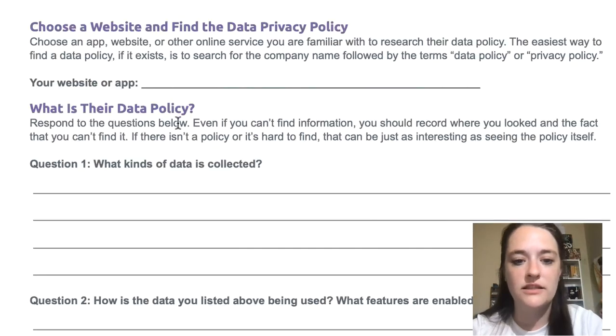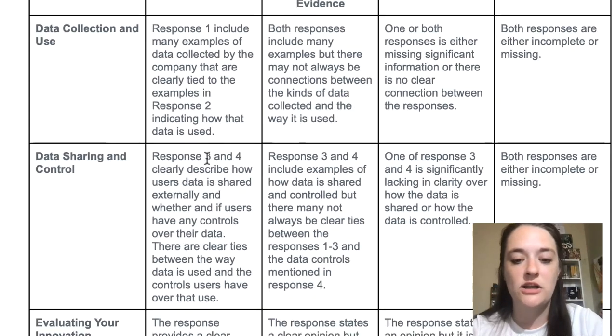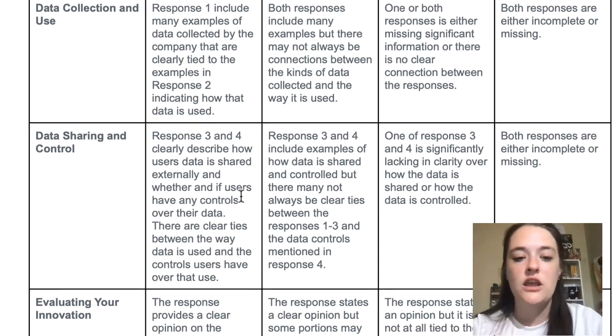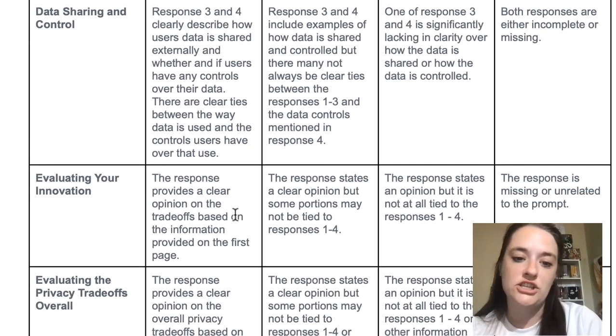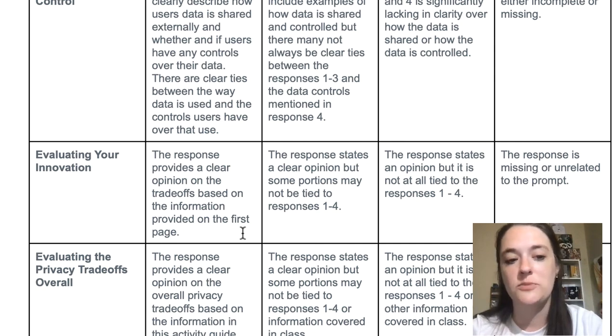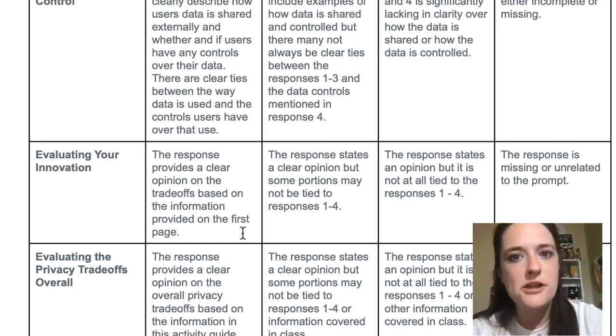Now let's go back and look at these because we did these in the earlier lesson. Question 3 and question 4. That's going to be response 3 and 4. Clearly describe how users' data is shared externally and whether users have any controls over their data. All right, evaluating your innovation. The response provides a clear opinion on the trade-offs based on the information provided on the first page. So you're a clear opinion. You are either for it or you're against it. Maybe you're in the middle.